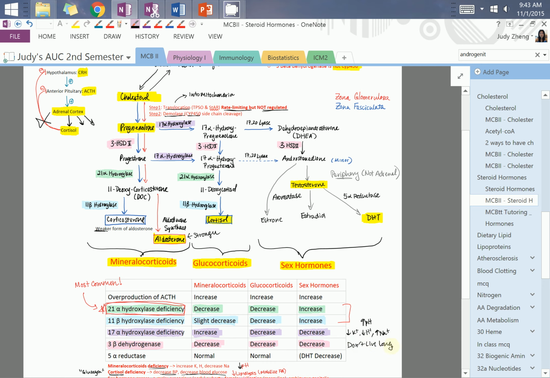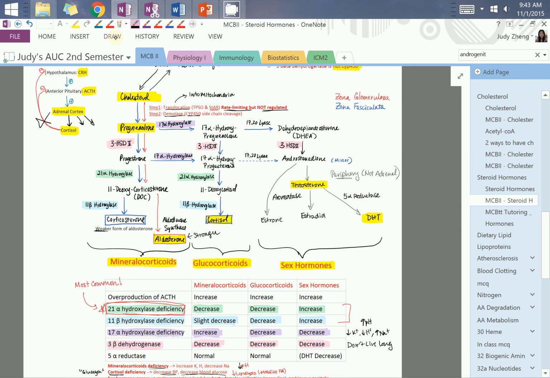So you probably expect this clinical vignette to be about a neonate or infant that had many problems and passed away very quickly. If it's someone older, it's not likely to be 3 beta dehydrogenase defect.